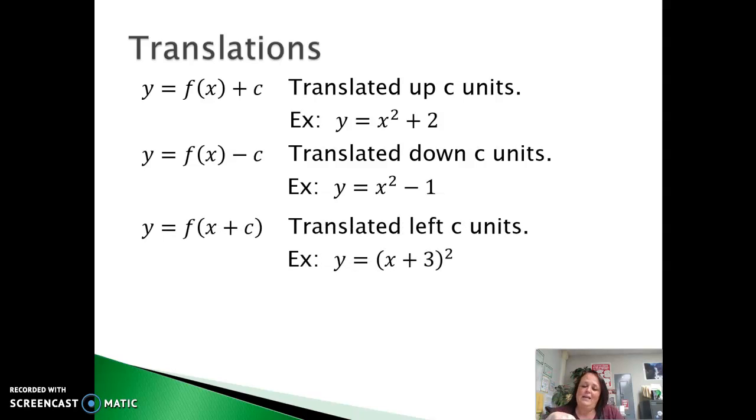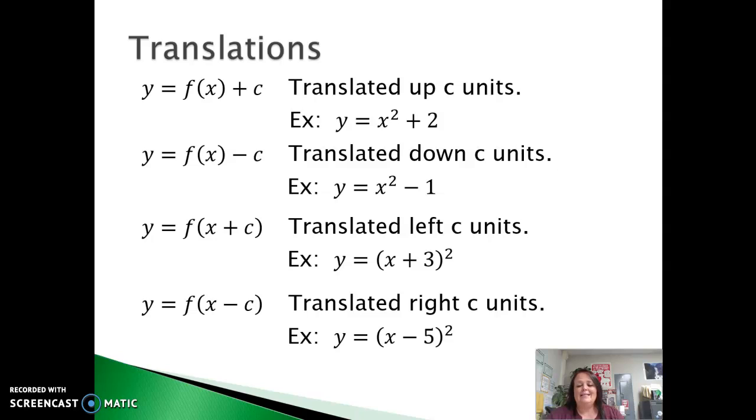Now, if it's inside of the parentheses, that's different. That's a horizontal change, and anytime it's a horizontal change, we have work to do. So we've got to take that x plus 3 and set it equal to 0. So this actually translates it to the left 3 units because negative 3 is the value of x that makes that 0. Similarly here, x equal to 5 would make the parentheses 0, and that's positive, so we would translate that 5 units to the right. So you'll notice when it comes to the horizontal, it's going to be the opposite of what we see. When it was the vertical at the top, it was exactly the same.